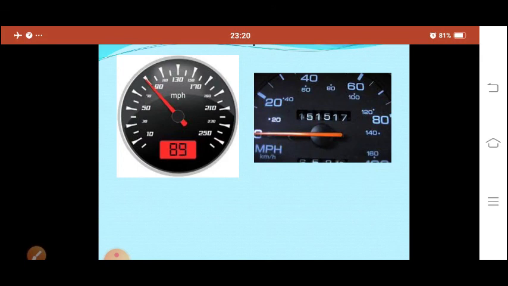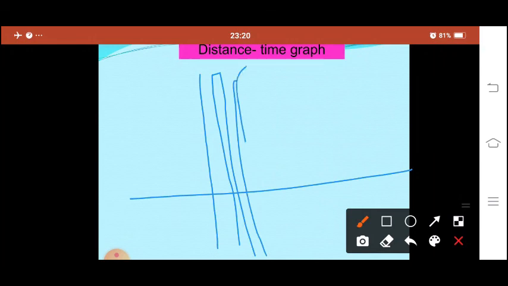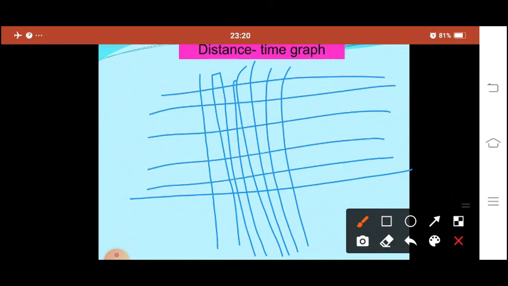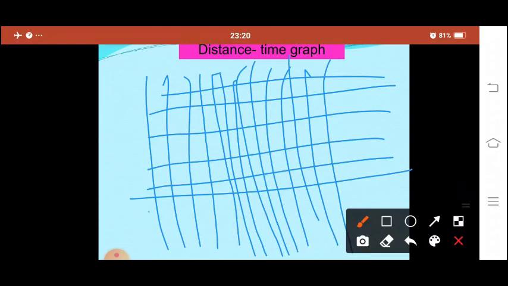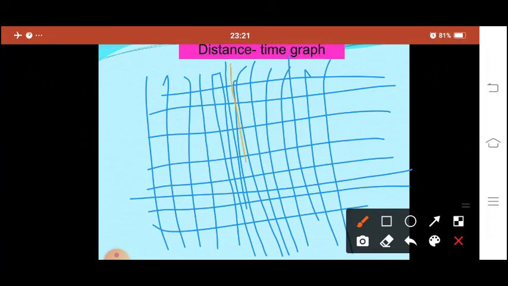Now next is a very important thing, that is the distance time graph. So what is a graph? You might have observed this kind of paper, correct? We call it graph paper. In this graph paper we can draw one line like this, one line like this, correct?